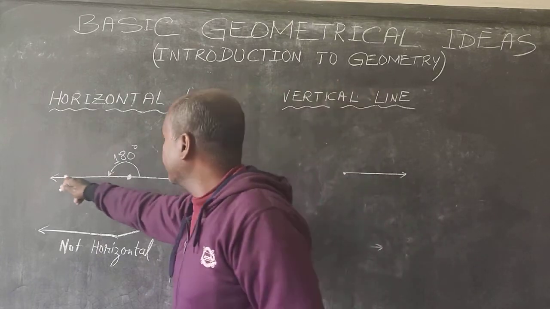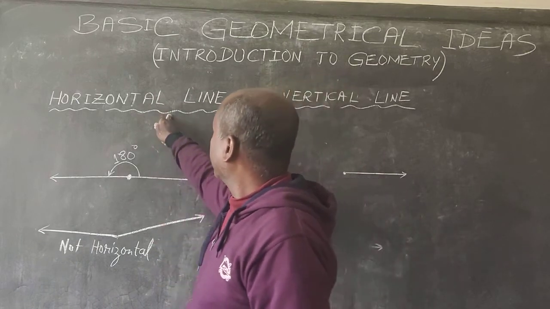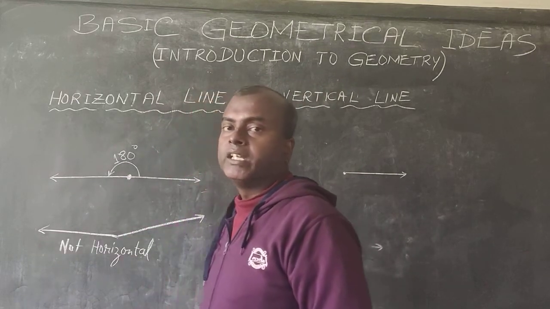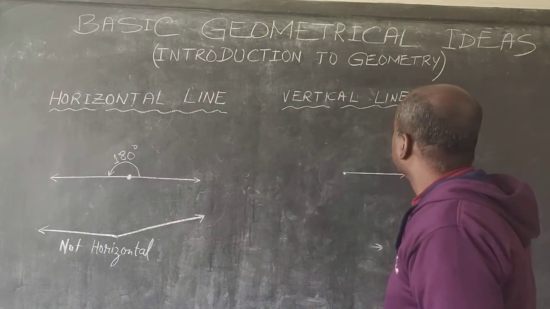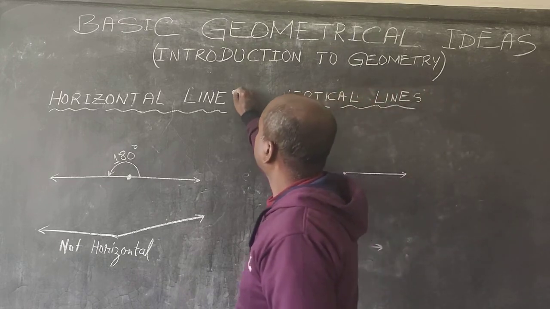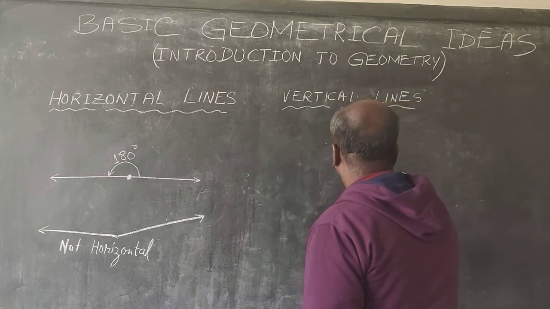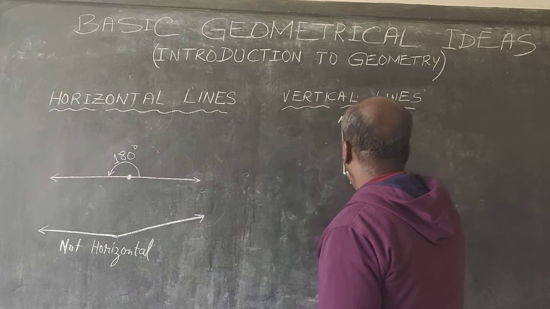So this is one straight line that you get when two rays are connected. And what kind of line is it? Horizontal line, when it makes 180 degrees. Now, two lines are vertical when you have two rays in such a way.